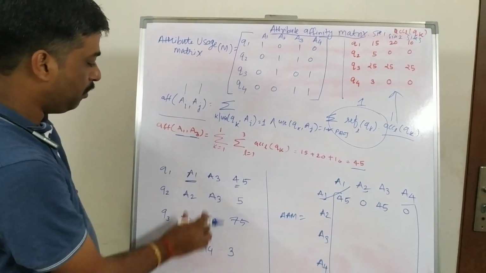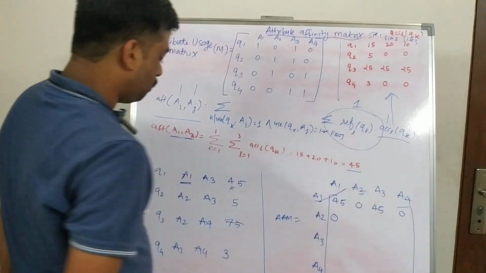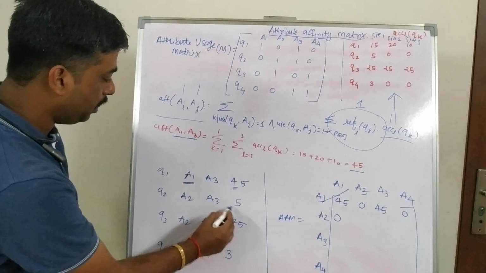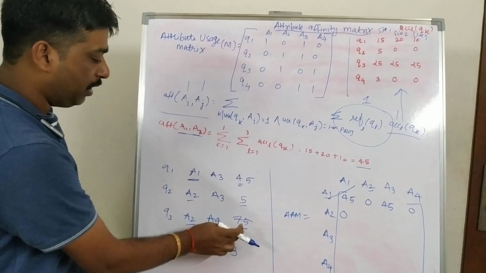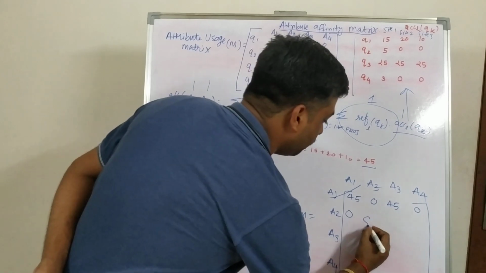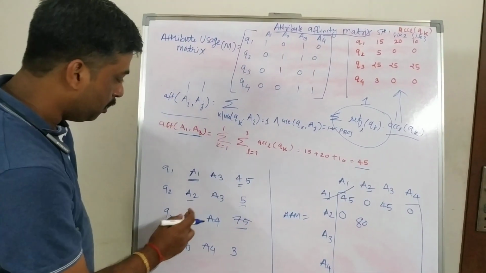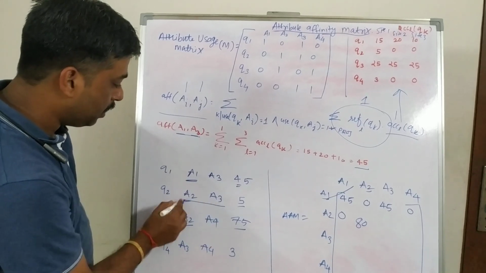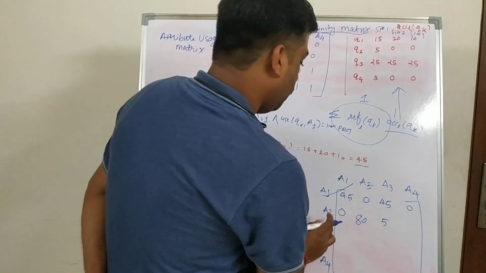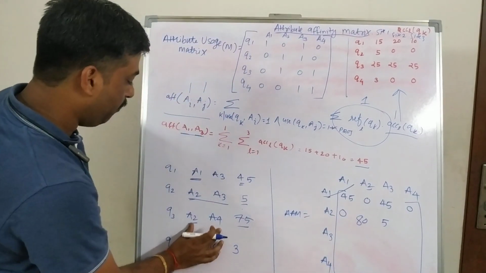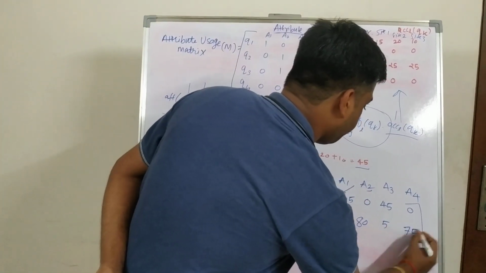A2 and A1, or A1 A2 or A2 A1, does not appear here. We'll write value 0. A2 A2. So A2 appears here. The value is 5, and A2 appears here. The value is 75. 75 plus 5 is 80. So 80. So A2 and A3. So A2 A3 together, it appears here. So the value is 5. So we'll write 5. A2 and A4. So A2 A4 together, they appear here. So the value is 75.